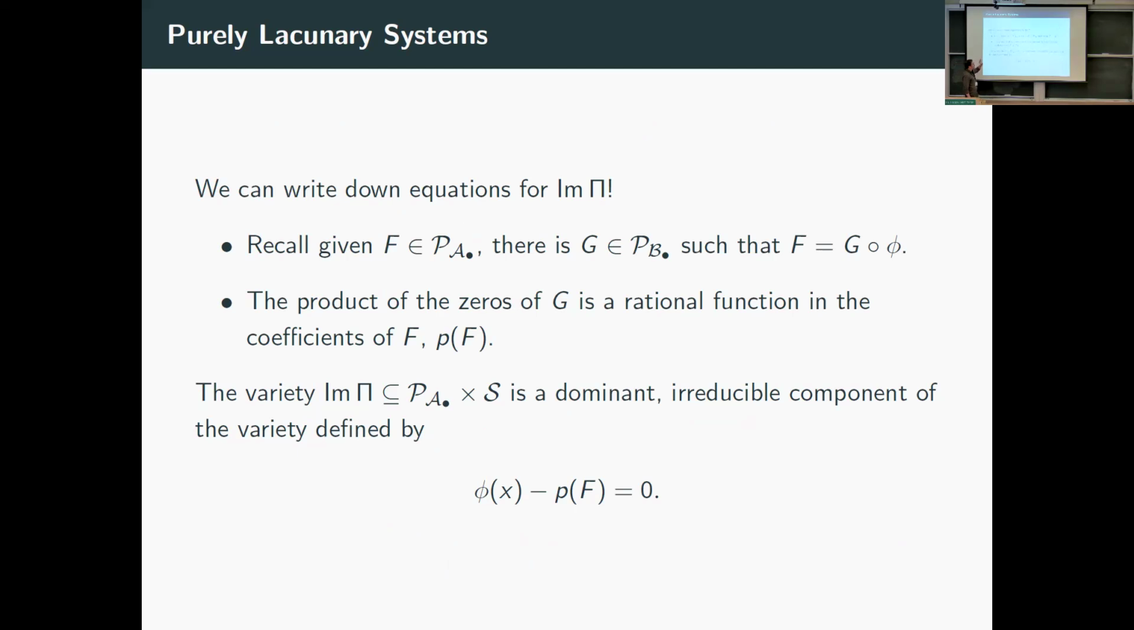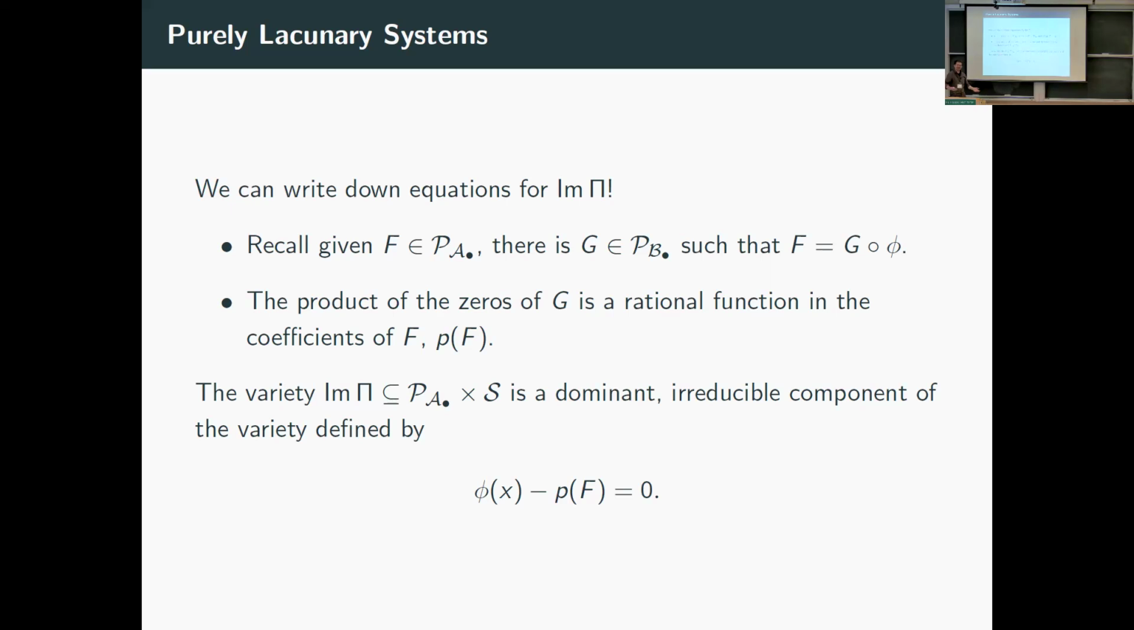So we're going to define a small function first. This is not actually a function, but we'll get to that. So if you have a system of support A dot that has this reduced system G that you've precomposed with some monomial map, we're going to let this PF be the product of all of the zeros of G. Because these have the same coefficients, this is actually a rational function to C star to the n, so it's okay. Okay, and then this variety image of pi is defined by just these binomial equations. You have this monomial map that we've been working with this whole time, minus P of F.